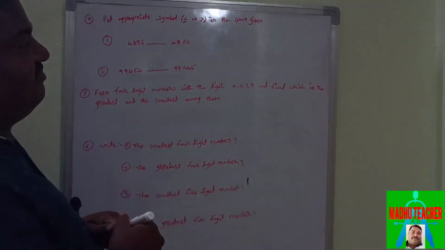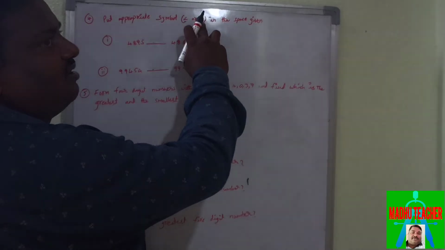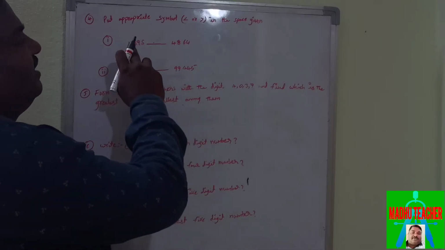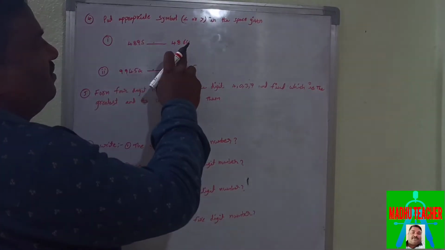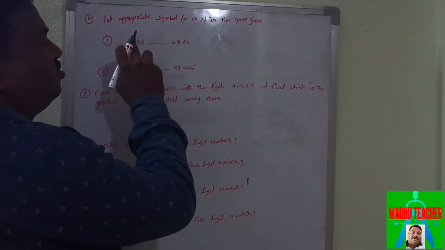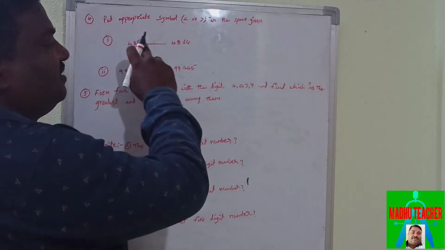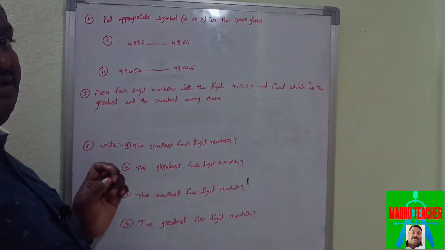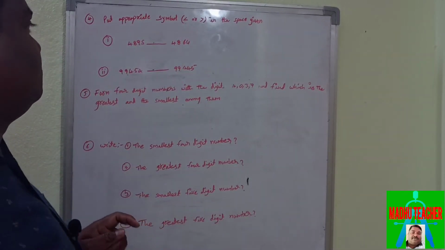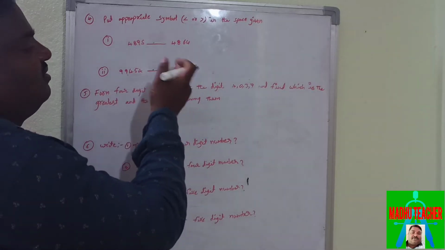This is the less than symbol, and this is called the greater than symbol. To identify the greater or smaller number, you have to count the number of digits. This number has 4 digits. This number also has 4 digits. So what is the second method?